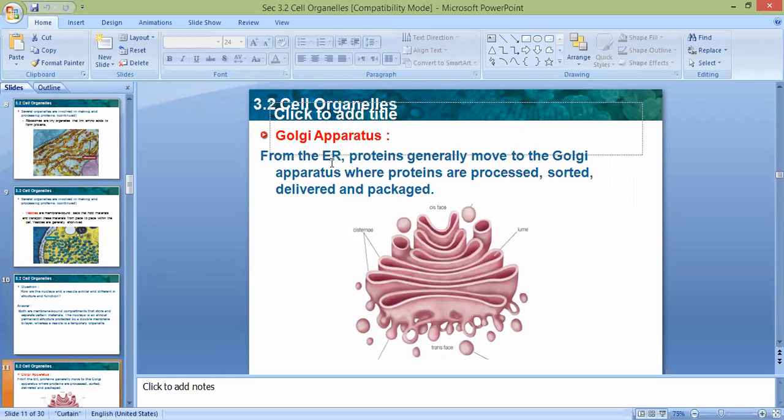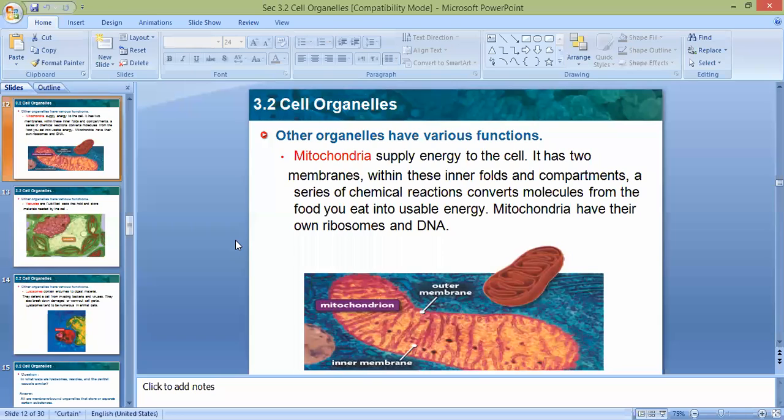Golgi apparatus. From the endoplasmic reticulum, proteins generally move to the Golgi apparatus, where proteins are processed, sorted, packaged, and delivered. Okay? Any question, Abdullah?